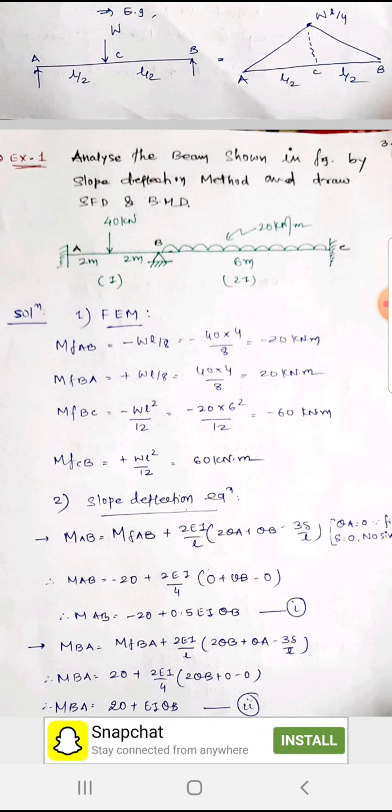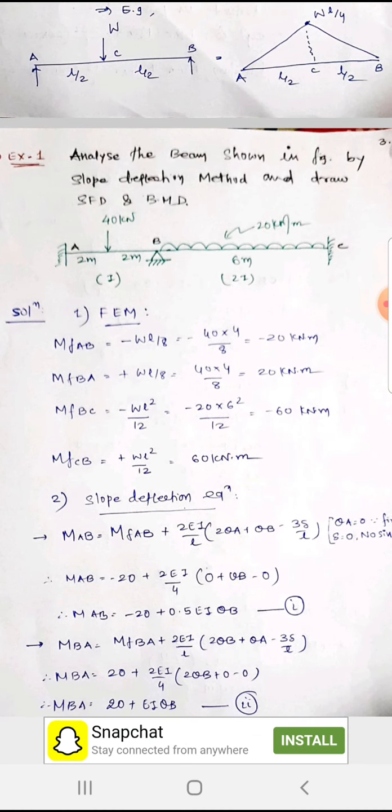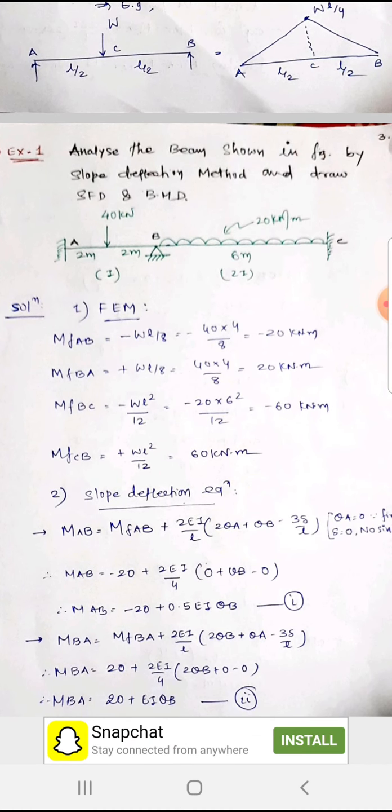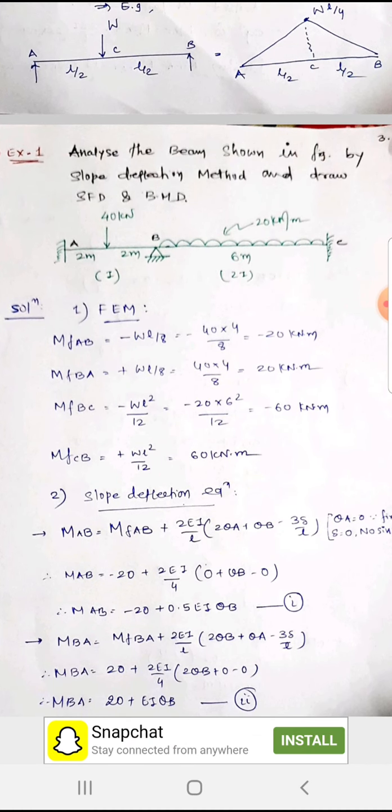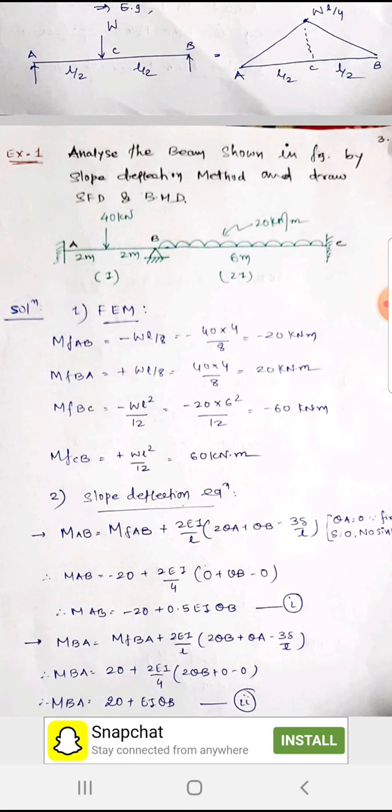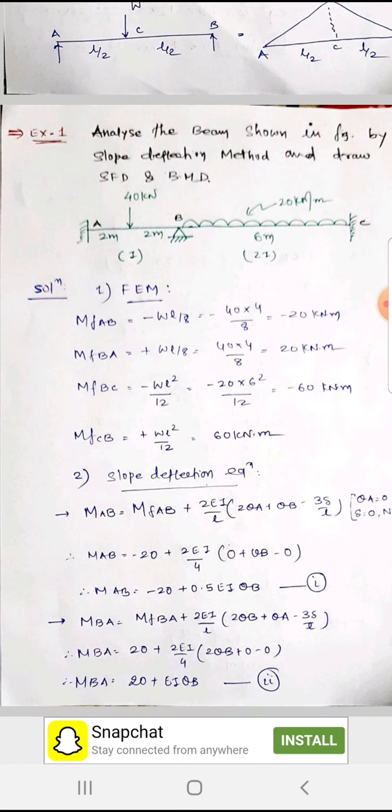AB span has flexural rigidity I, but from B to C the flexural rigidity is 2 times, meaning the depth from B to C is more. Now what are we going to do for the analysis of this beam? So we have all the steps.